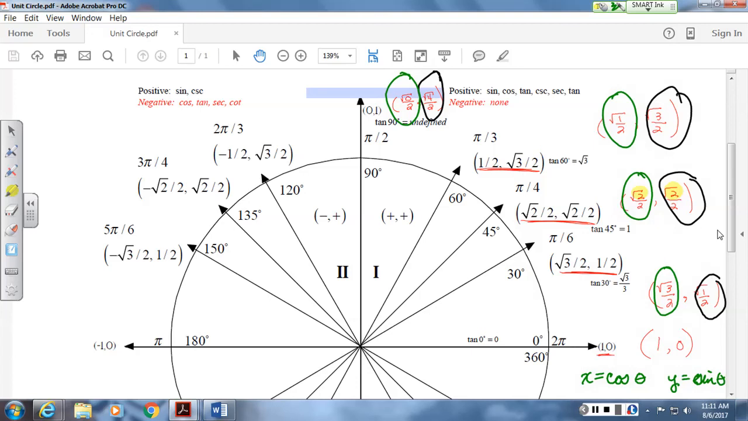So if I asked you, what is sine of pi over 6, here's pi over 6, sine is the y value. Yikes, I pointed to the wrong one. Sorry. Sine is the y value, and you would tell me square root of 1 over 2 is 1 over 2.